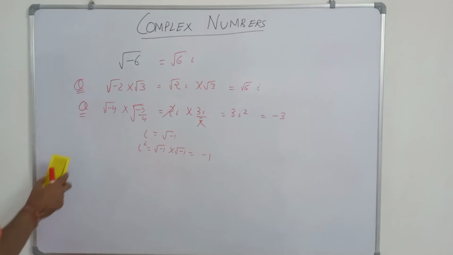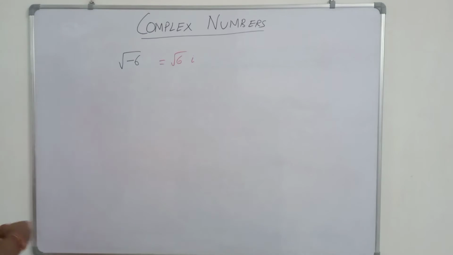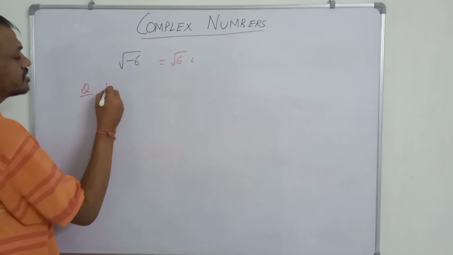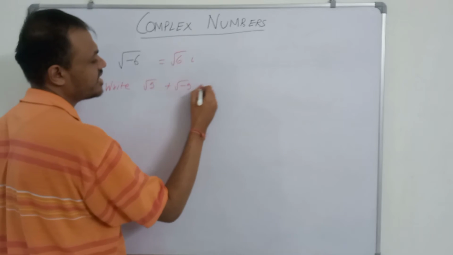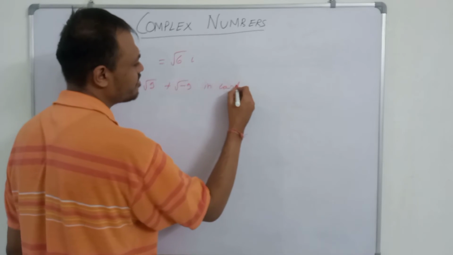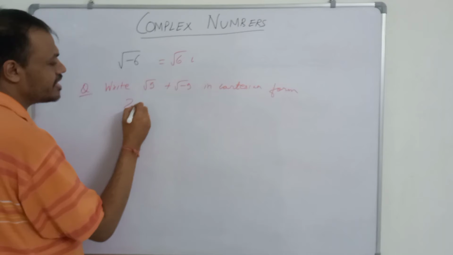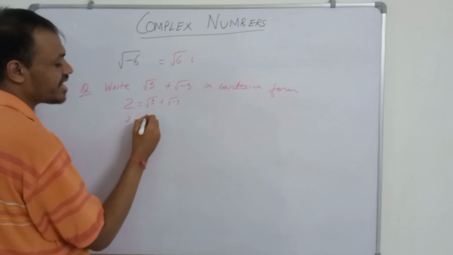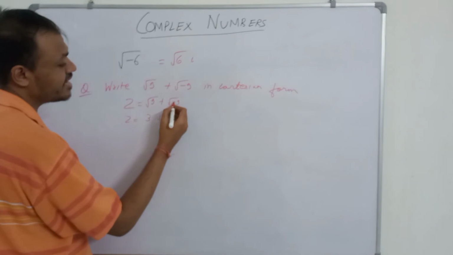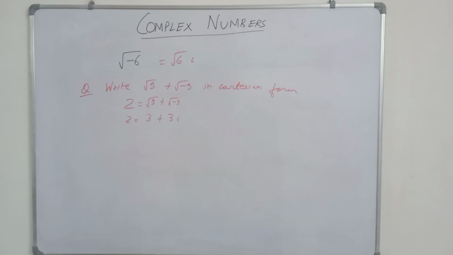Similarly, if we have a question, write under root of 9 plus under root of minus 9 in Cartesian form. The Cartesian form is a plus iota b. So we want to write it in Cartesian form. Let z equal under root of 9 plus under root of minus 9. So z equal to, under root of 9 is 3, and under root of minus 9 is 3 times under root of minus 1, which is iota. So z equal to 3 plus 3 iota. This is the Cartesian form of under root of 9 plus under root of minus 9.